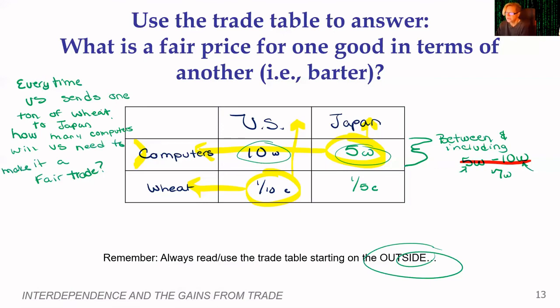Okay, so every time the US sends 1 ton of wheat to Japan, how many computers will the US need to make it a fair trade? Okay, so take a second and think about how you might look at this. If you're thinking, okay, it's asking about wheat, so you're going to go to your wheat row, you're exactly right.